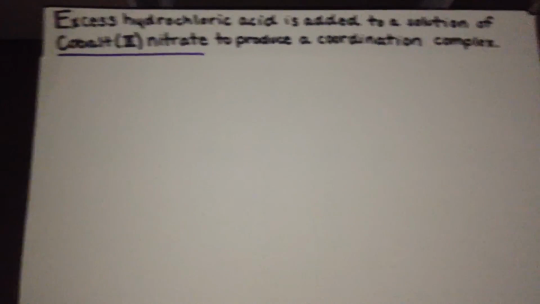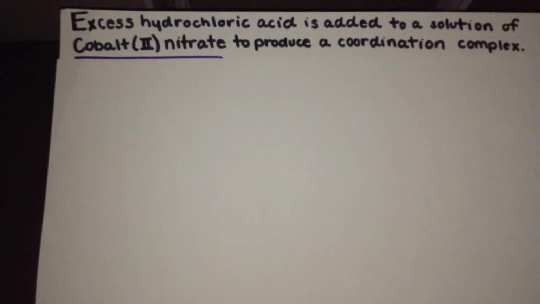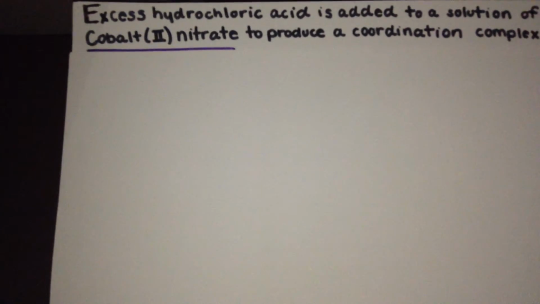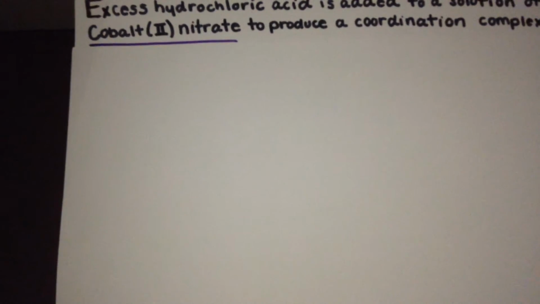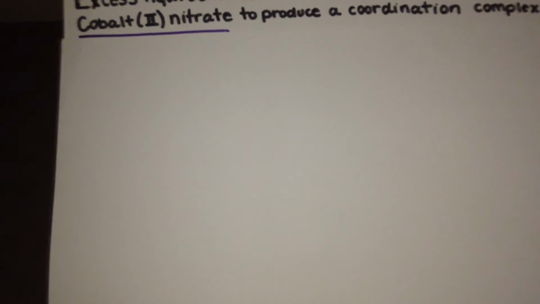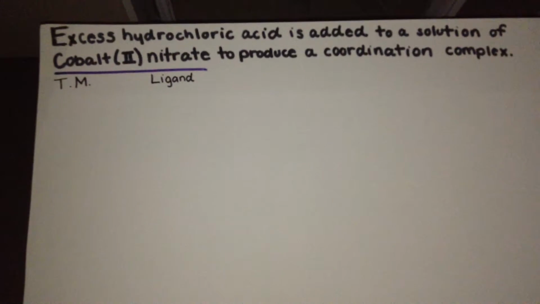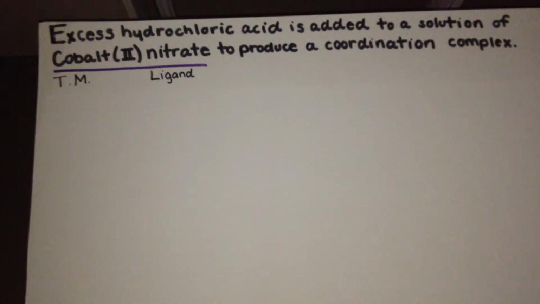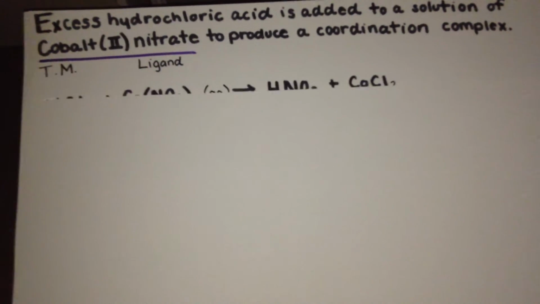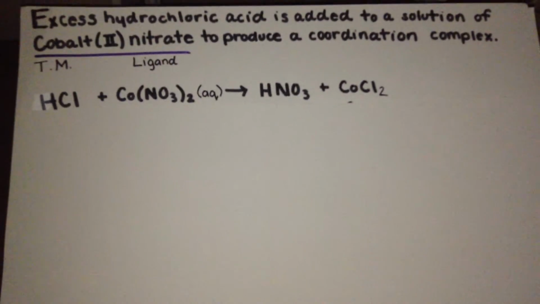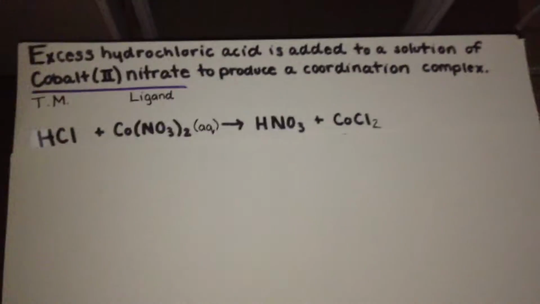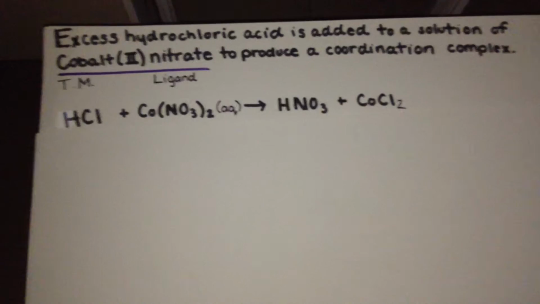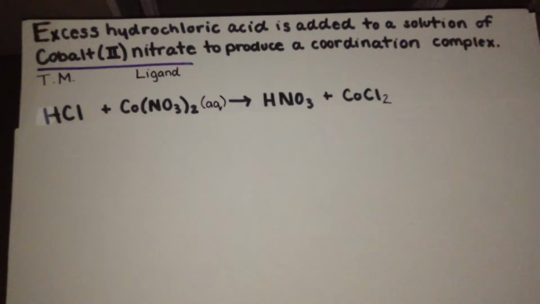So an example problem would be this one. Excess hydrochloric acid is added to a solution of cobalt-2 nitrate to produce a coordination complex. Cobalt, in this case, would be the transition metal, and chloride would be the ligand, since it was on the list. And okay, so the HCl, you would set it up as a normal net ionic problem.